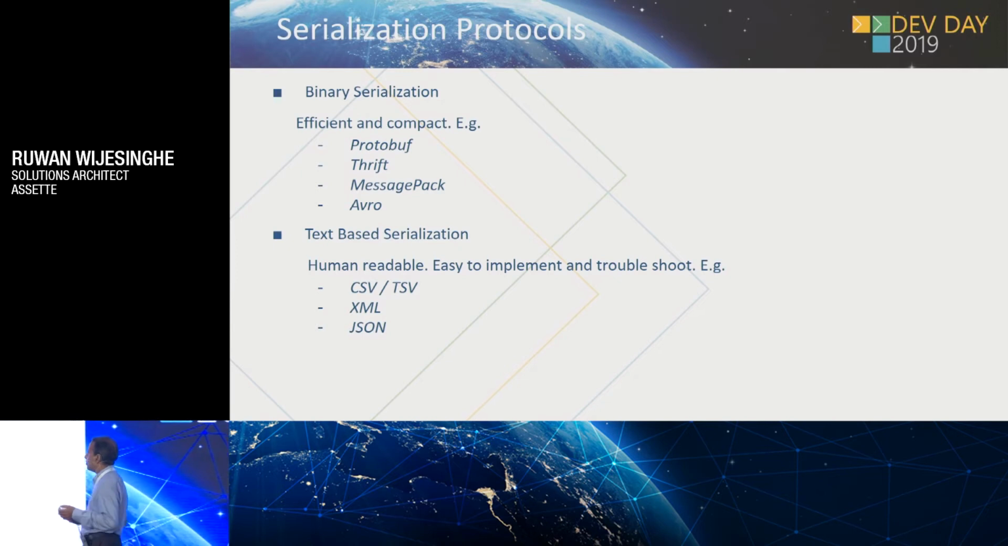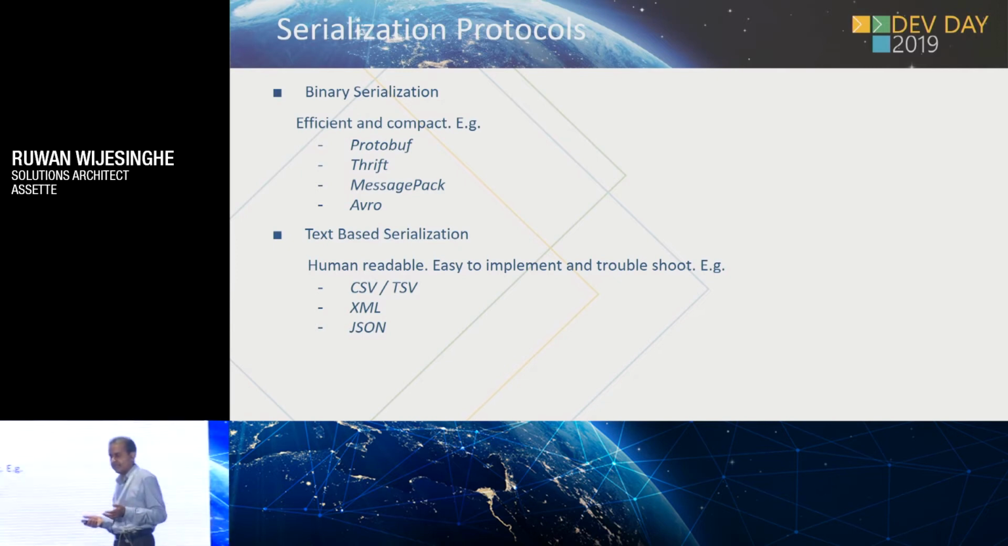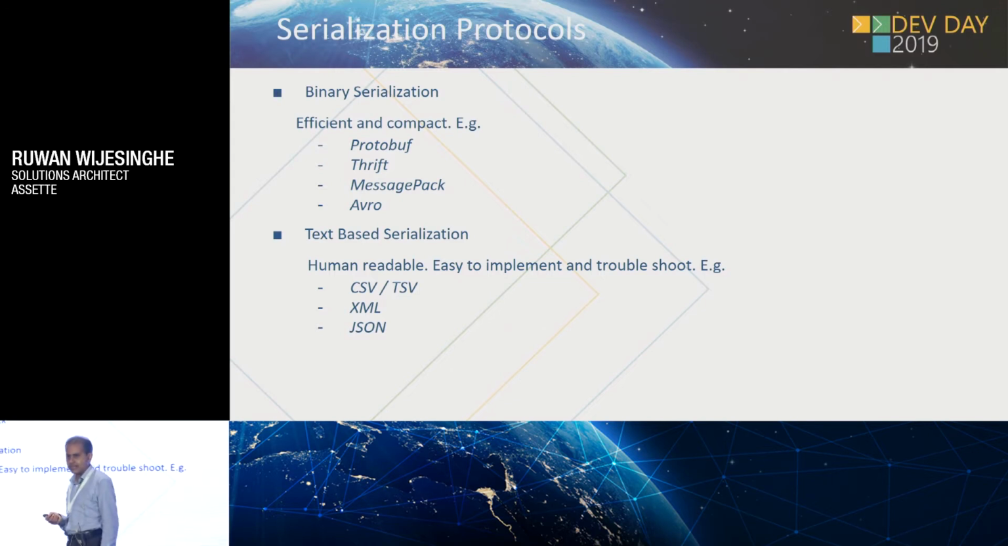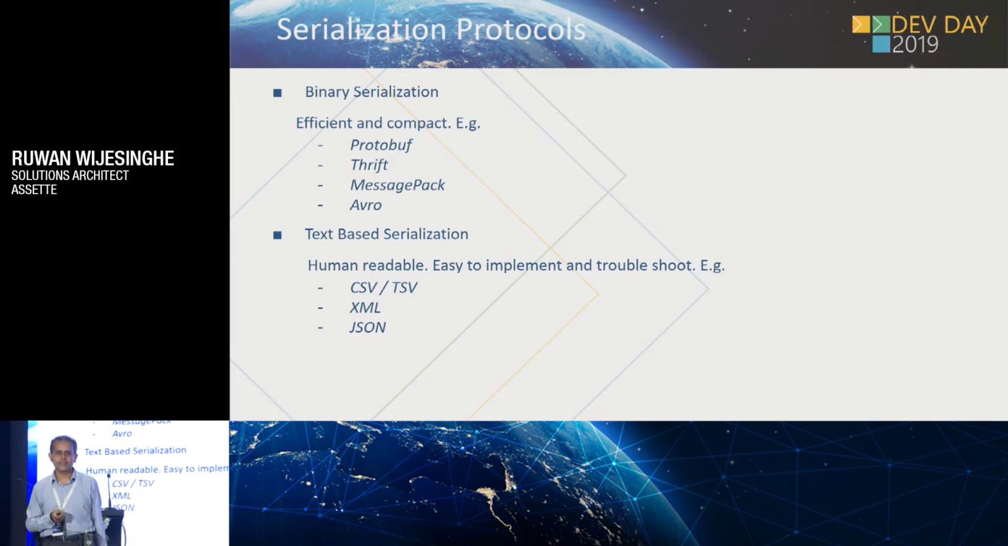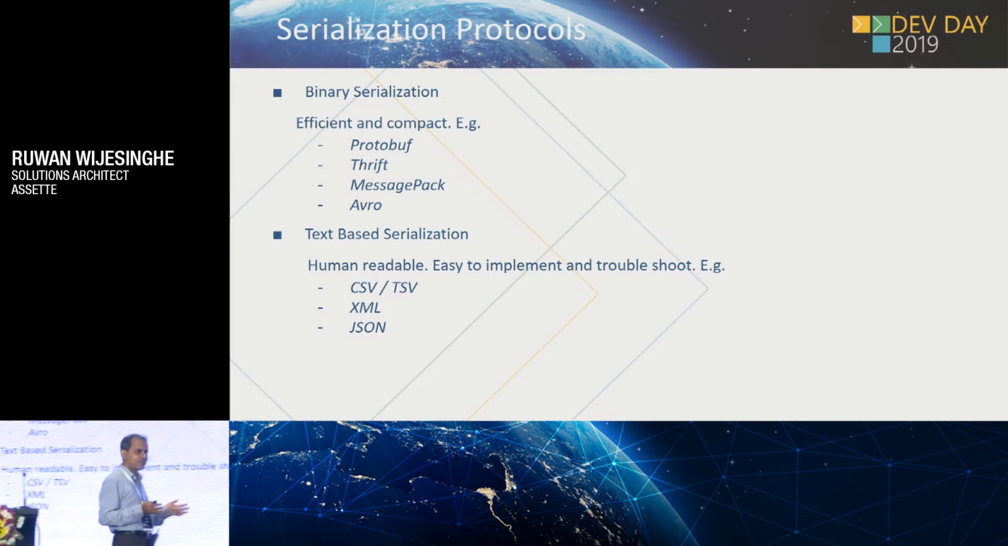right? So initially, in the early days, there were lots of serialization formats. These are the popular serialization formats that we use today, binary serialization formats: protobuf, thrift, message pack, and Avro, right? Protobuf was invented by Google, which is the basis for gRPC. We'll come to that later.